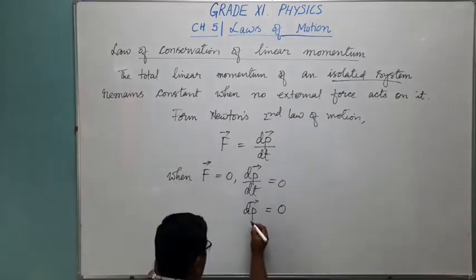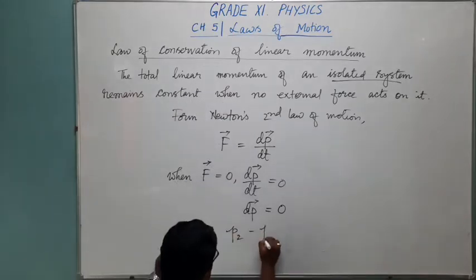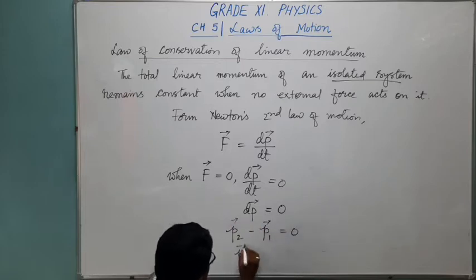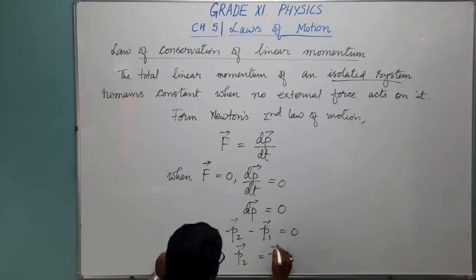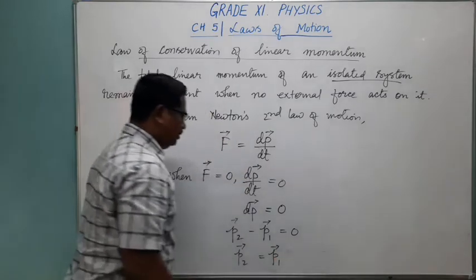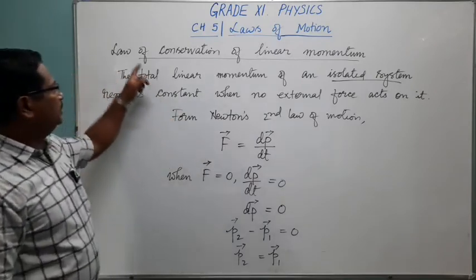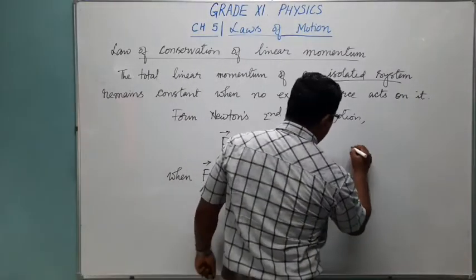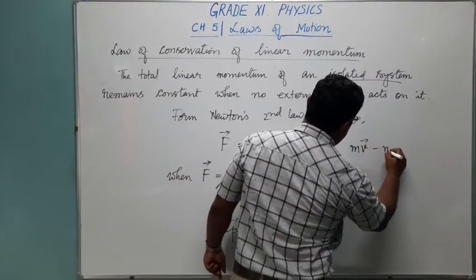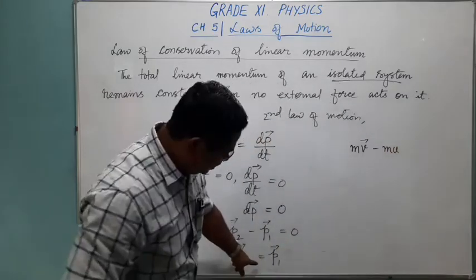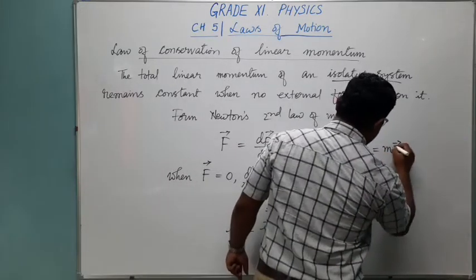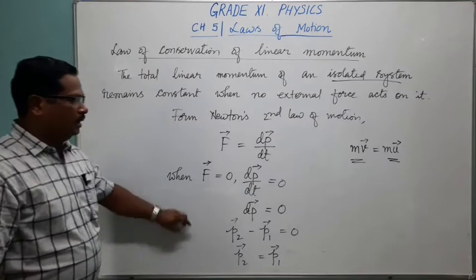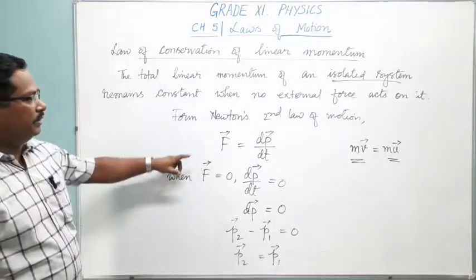And dp means change in momentum, that is final momentum minus initial momentum. It will be 0, or final momentum will be equal to initial momentum, or we can say initial momentum is equal to final momentum. So this proves the law of conservation of linear momentum. This one you can write as mv minus mu, so mv is equal to mu. So initial momentum and final momentum both will remain the same. It will remain constant. I hope everything is clear.